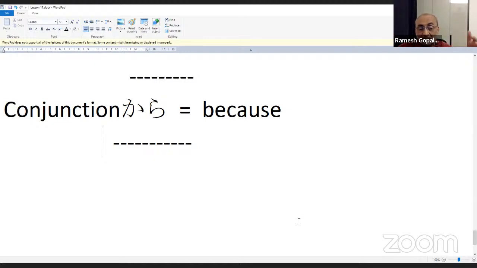So what happens is, if you are connecting the two, the second sentence explains the first sentence, no? Whereas if you are connecting two sentences, then kara comes in between. Otherwise, kara will be at the end. If you see kara at the end of a sentence, see the previous sentence. In Japanese, if you see kara at the end of a sentence, the sentence before it will be an explainer. Whereas if kara is in between two sentences, it is like your normal conjunction.